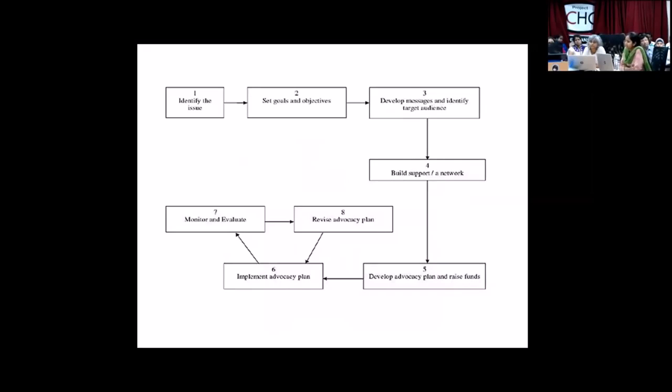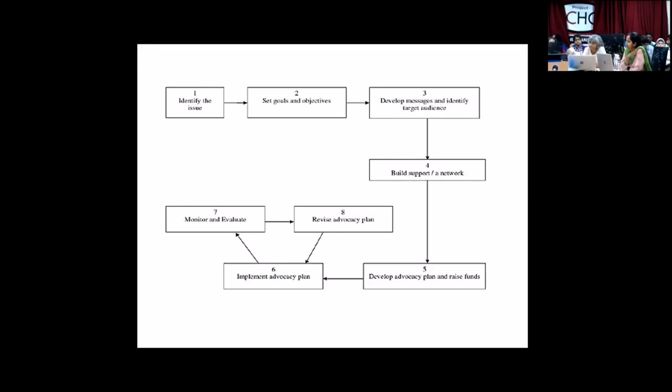Just a few steps. Firstly, what is the issue? In this context, suppose the issue is to set up a cessation clinic. That is your goal. Now you need to develop messages. Suppose you want to advocate for a cessation clinic in your private hospital or government setup, you need to develop crisp messages on why putting up a cessation clinic is necessary. What are the quit rates? What are the advantages on other health outcomes that you can achieve by helping people quit?